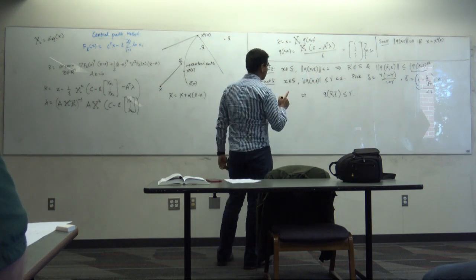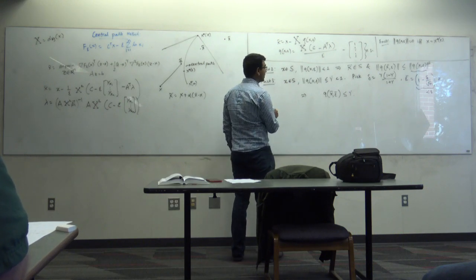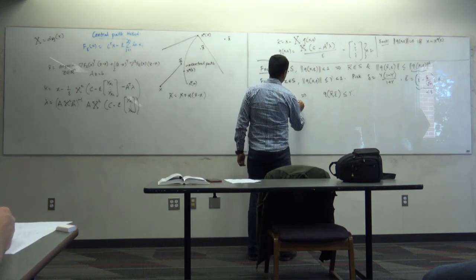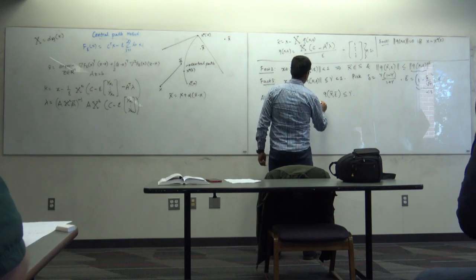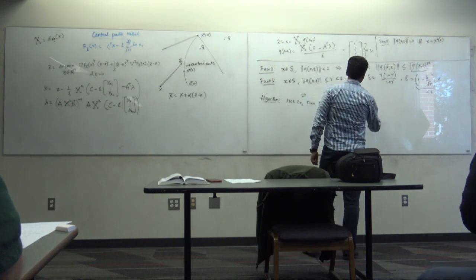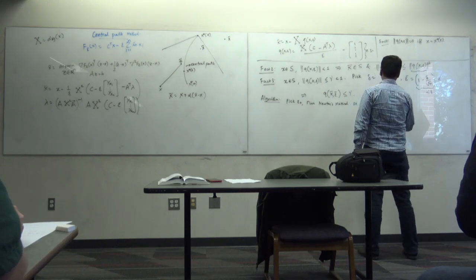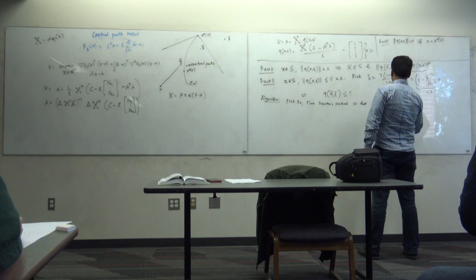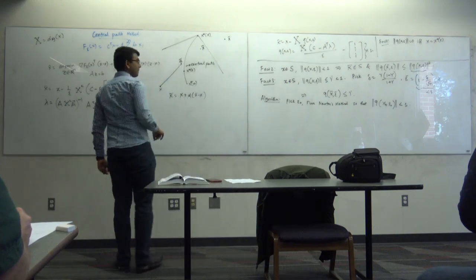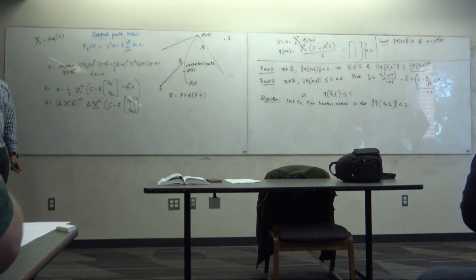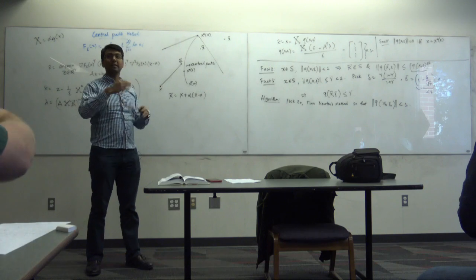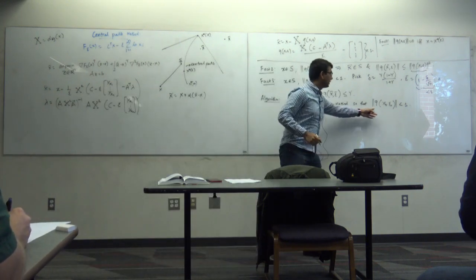So let me write the algorithm. Pick epsilon naught, run Newton's method so that the norm of q of x comma epsilon naught is less than 1. So we start with some x naught tilde, and then just keep running the Newton's iteration until you find an x naught that satisfies this condition.